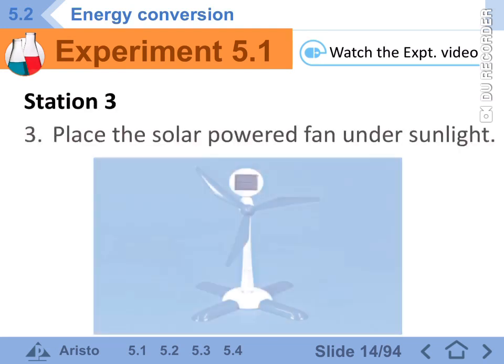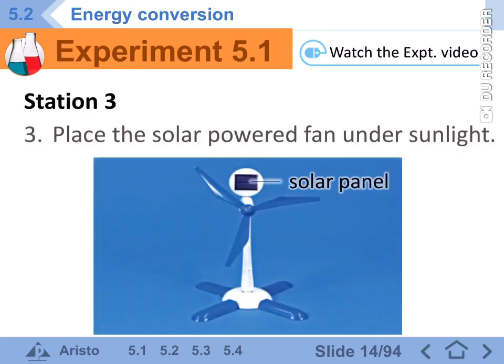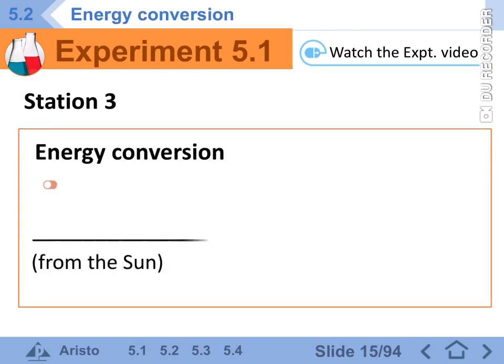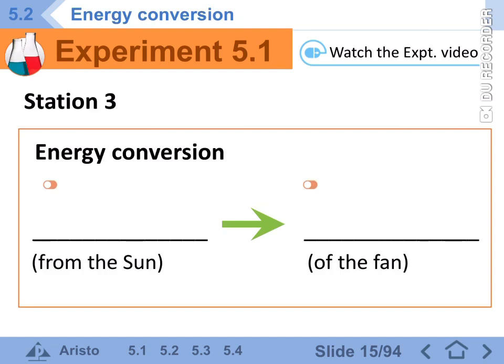And in our station 3, we got a solar panel with the fan on it. So in here, we are observing something from the sun. What is that kind of energy? We call that the light energy. And the light energy from the sun is being converted into the fan blades. The blades are moving. So what is that? That is kinetic energy again.